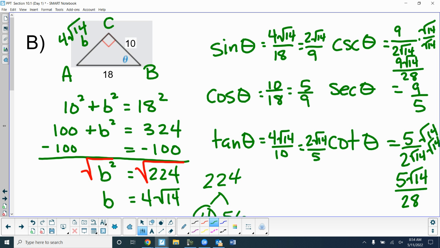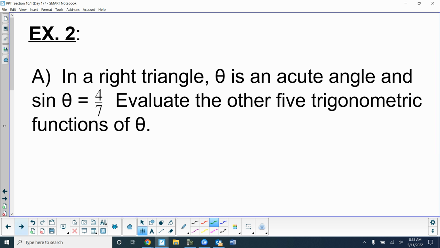We understand how to find sine, cosine, tangent, cosecant, secant, cotangent. Got to use the Pythagorean theorem to find the missing side, right? Remember, the right angle is always C, so the hypotenuse is always side C. Capital letters for the angles, lowercase letters for the sides. Okay? All right. Here's another type of problem.